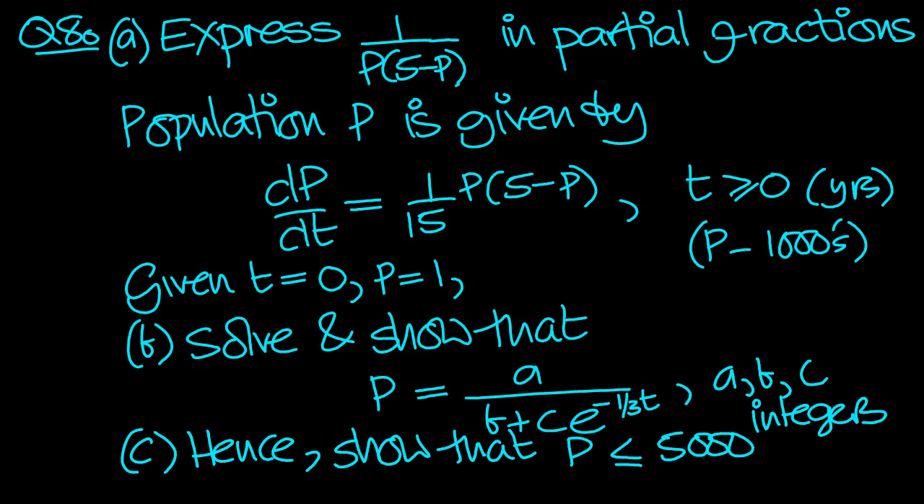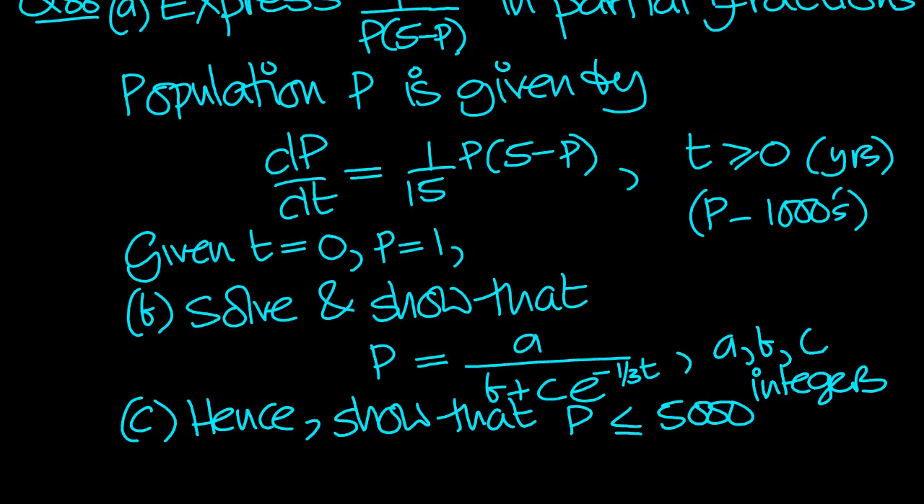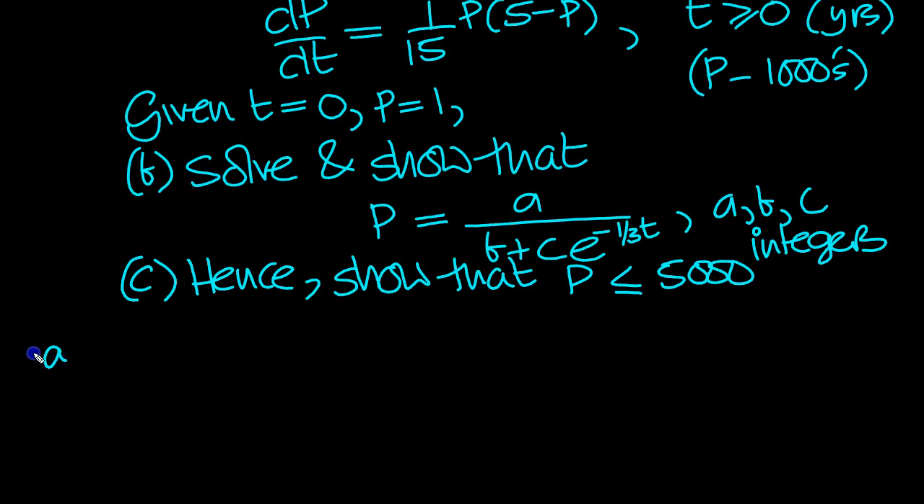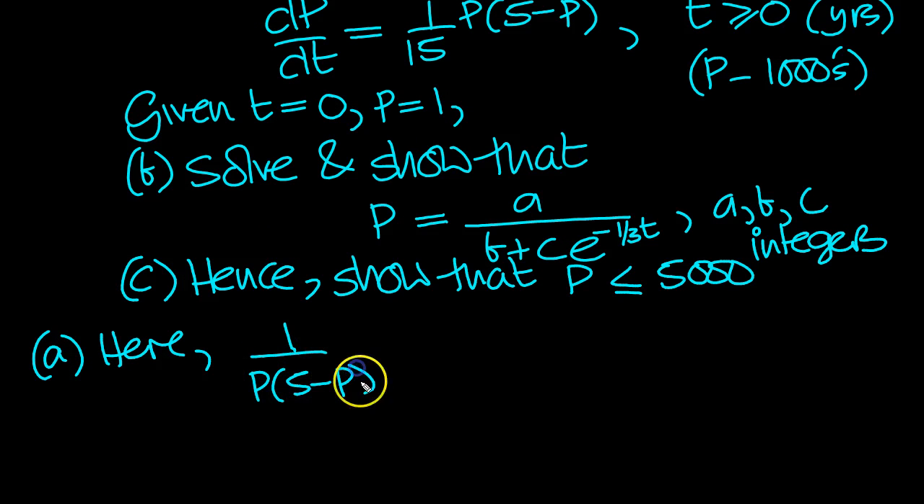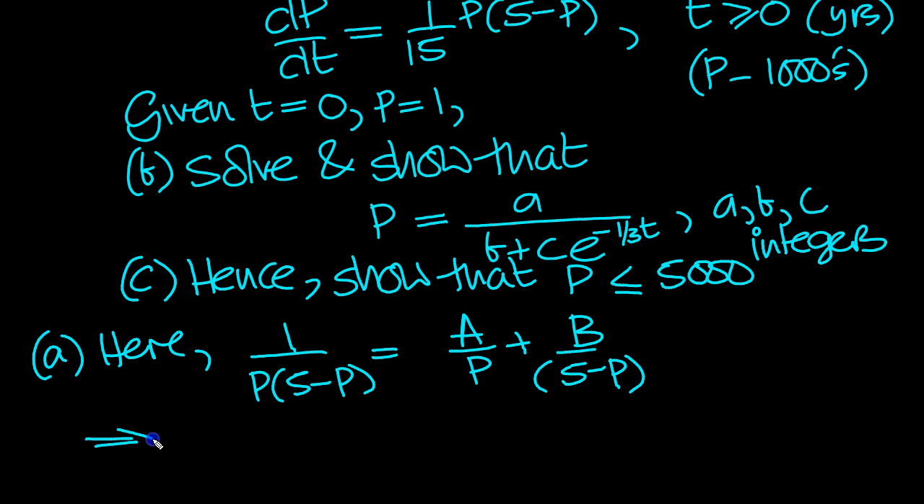Okay, partial fractions first then. 1 over p, 5 minus p. Linear factors will be a over p plus b over 5 minus p. Multiply through by the denominator both sides then. 1 on the left will be a times 5 minus p, plus bp. Just cross multiply, and then the denominator we're multiplying through by.